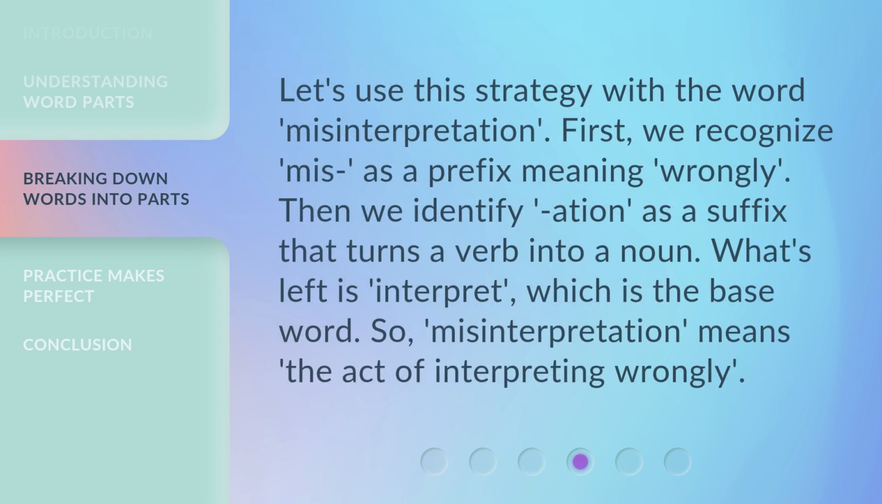Let's use this strategy with the word misinterpretation. First, we recognize mis as a prefix meaning wrongly. Then we identify ation as a suffix that turns a verb into a noun. What's left is interpret, which is the base word. So, misinterpretation means the act of interpreting wrongly.